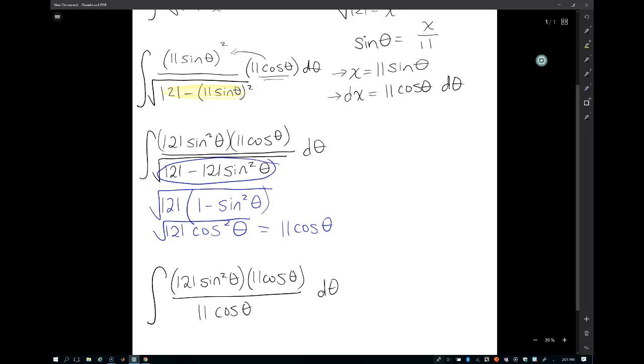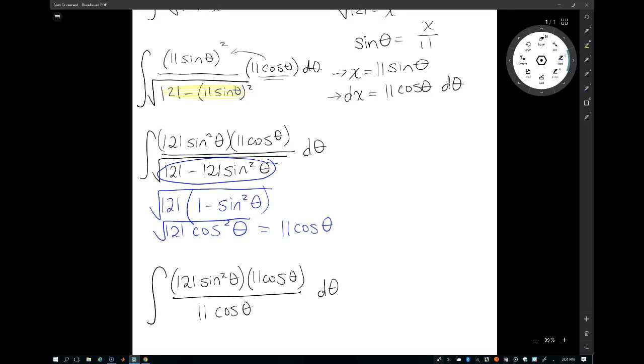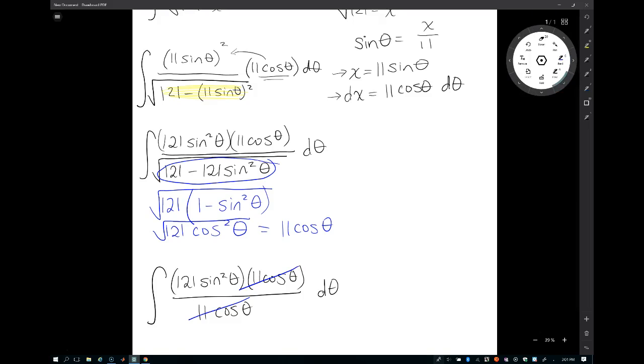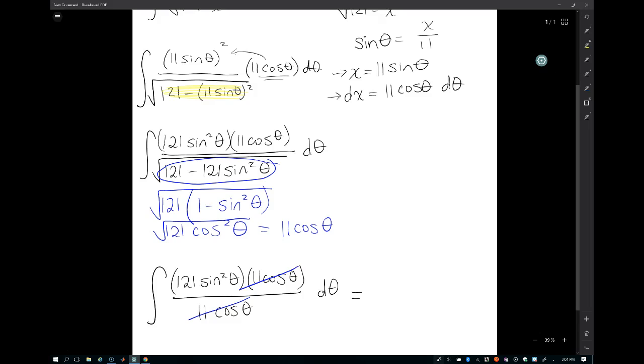And we can do some simplifying here because we've got 11 cosine theta in the top and the bottom. So they completely cancel out, and it just leaves us having to integrate 121 sine squared theta.